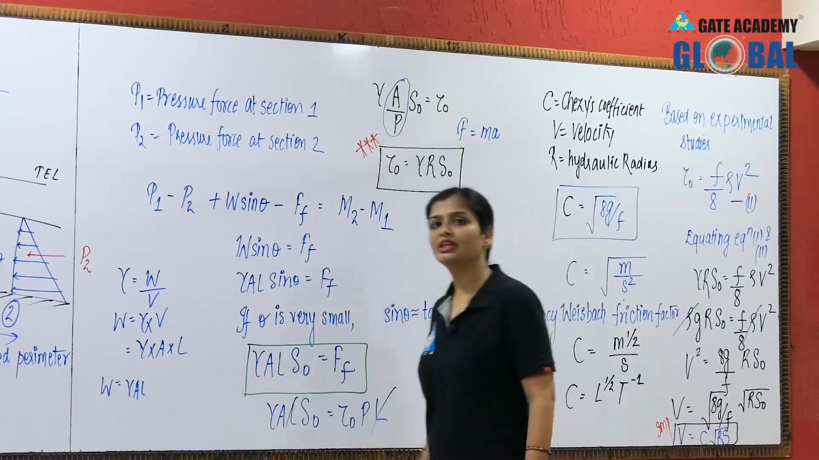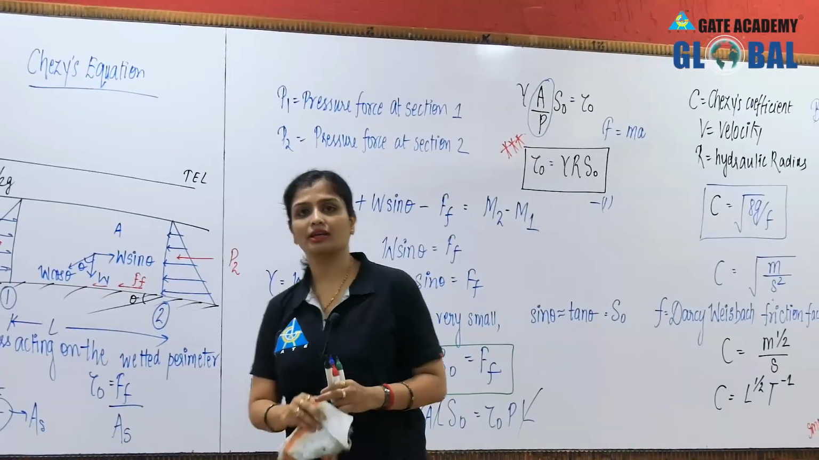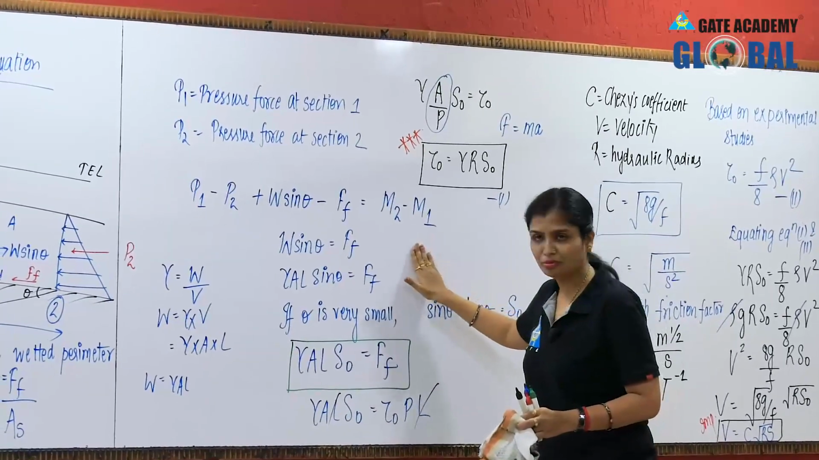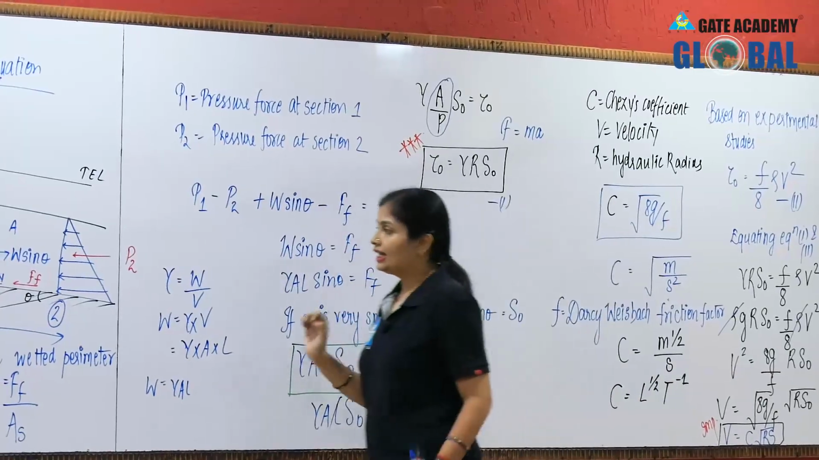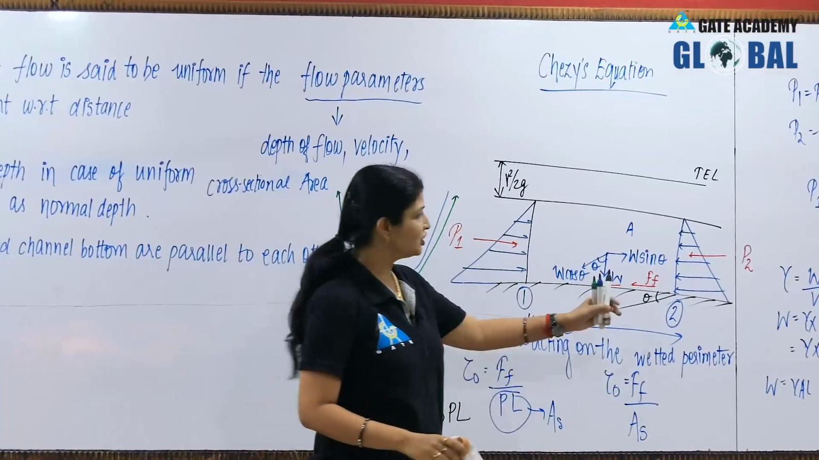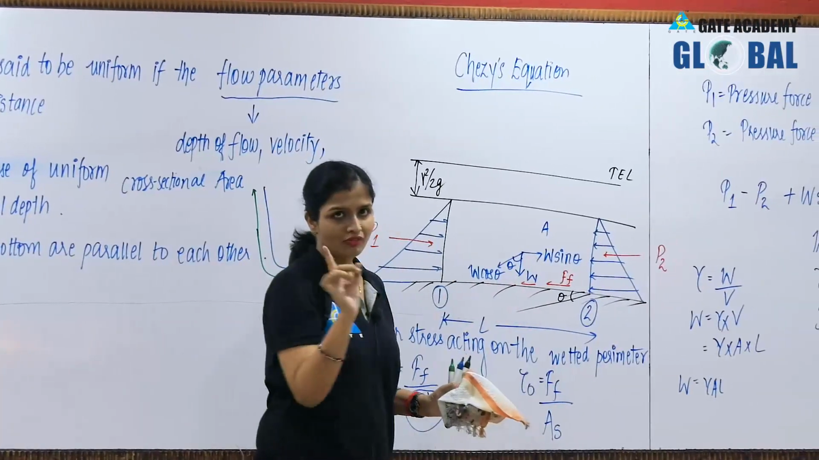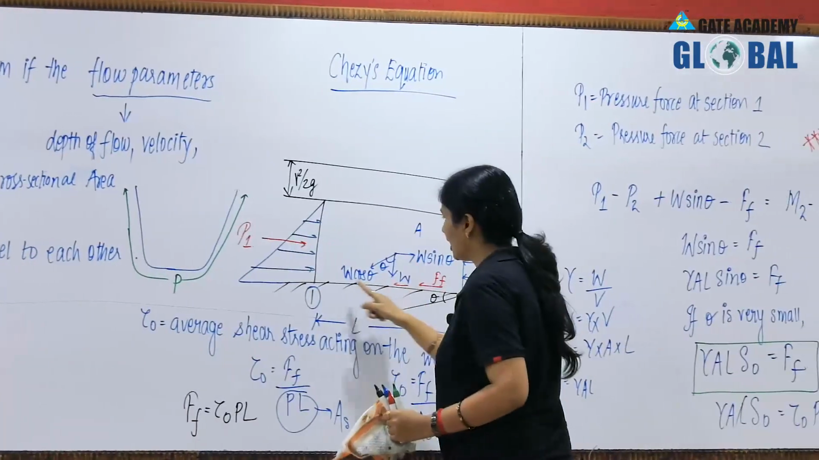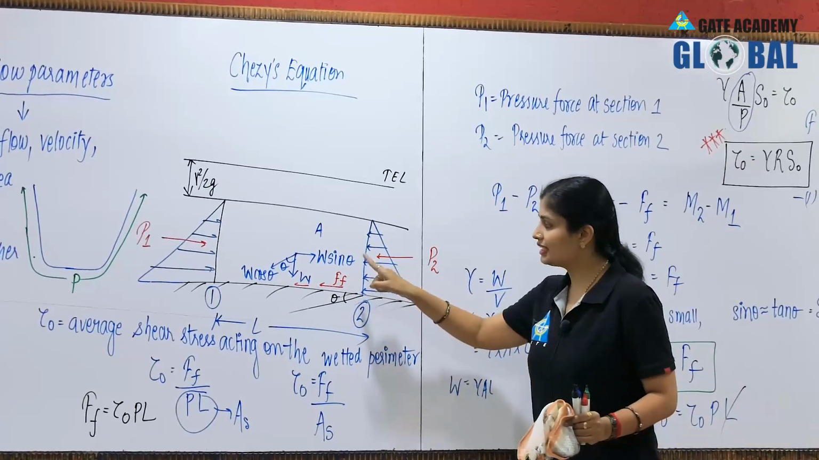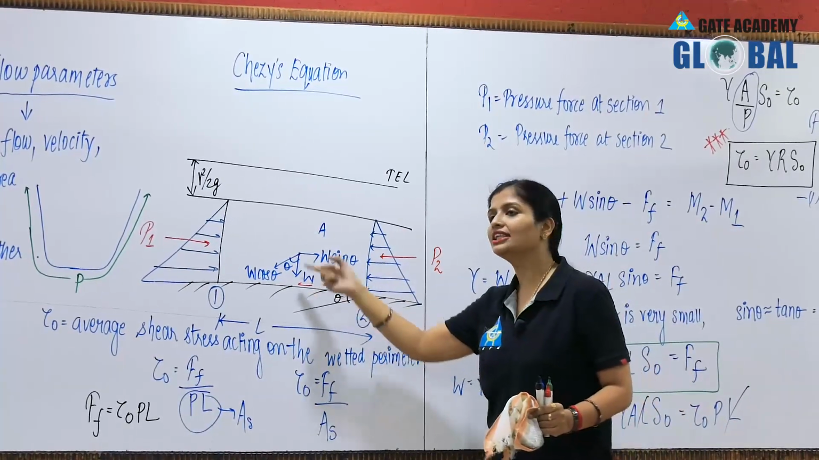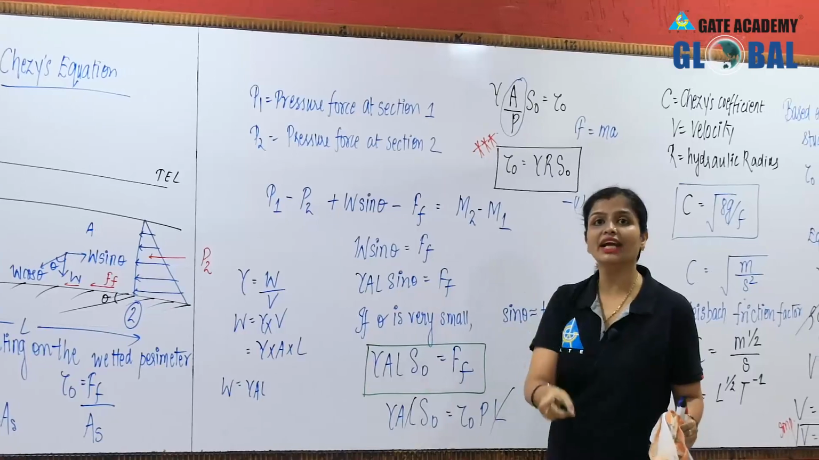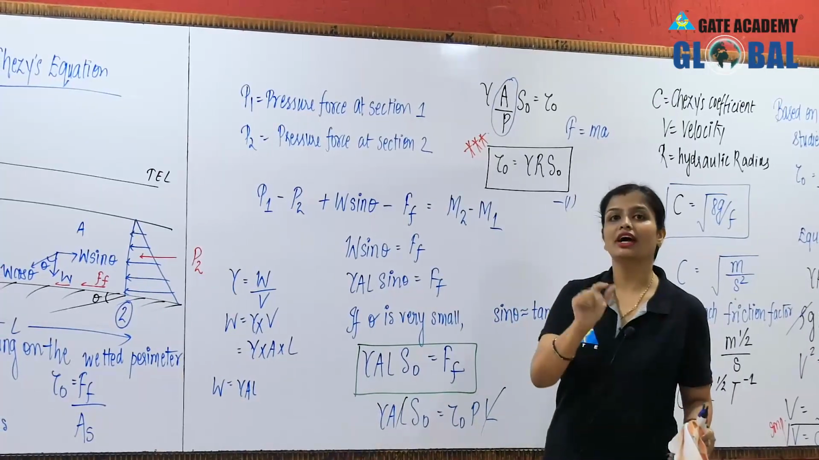What does this mean? W sin theta is equal to your frictional force. I'll tell you. The frictional force which is acting between the fluid and the channel boundary, because you see that there is a liquid, first thing, and there is a frictional force which acts along the boundary of the channel section. So, the frictional force which is acting between the fluid and the channel boundary is balanced by what? This W, and W is your weight, that is your gravity force.